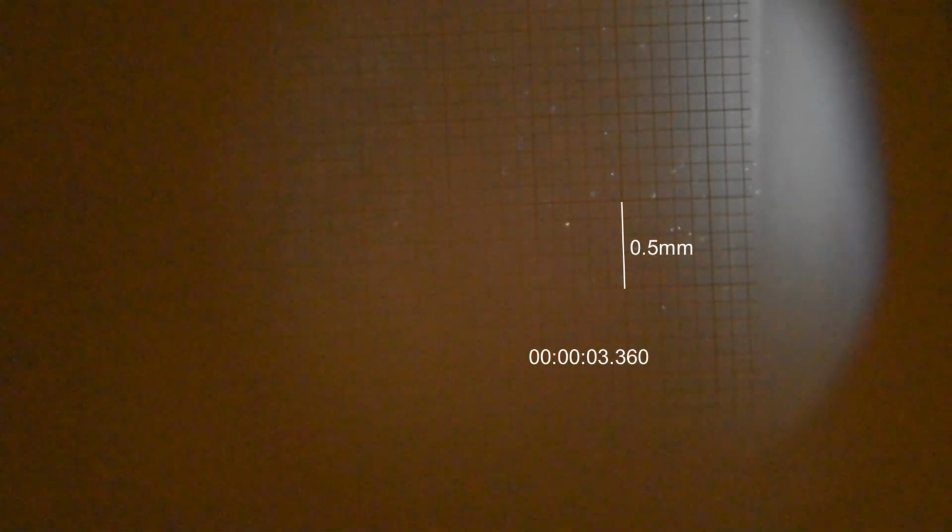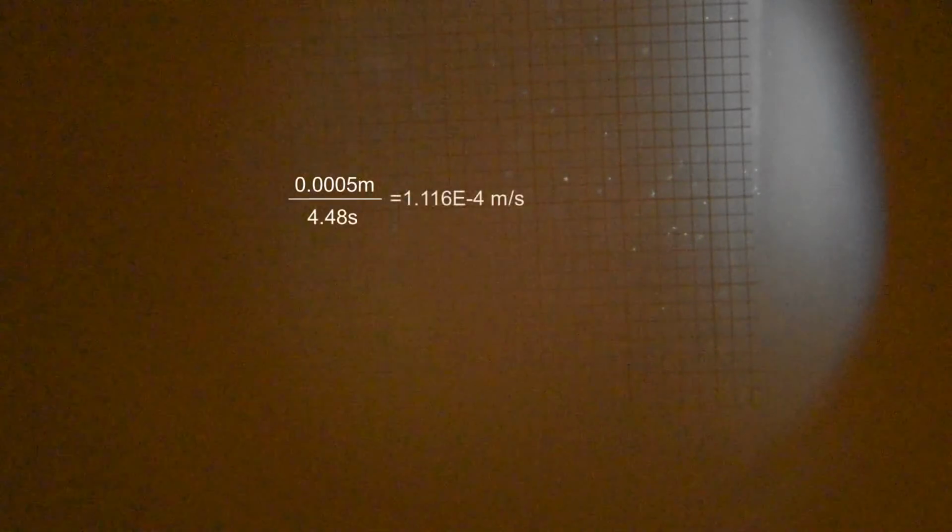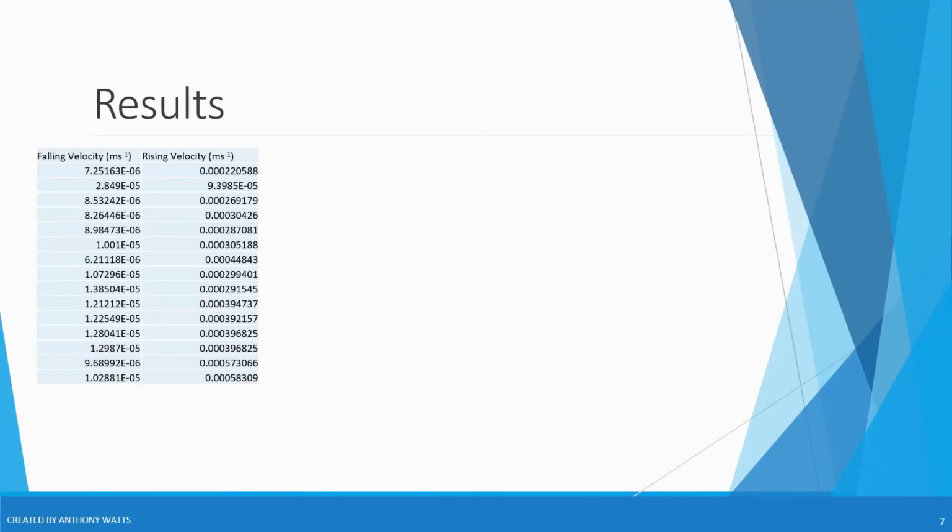This clip shows the process of calculating the droplet rising velocity. In practice, this was done using a stopwatch. From measuring the time for the droplet to travel a specific distance, the following table was created. This was plugged into the previous equation with the following parameters.